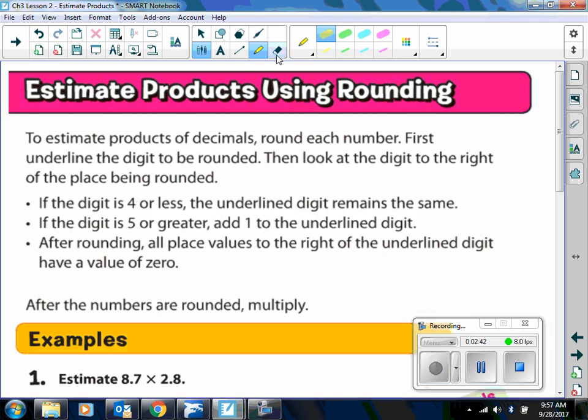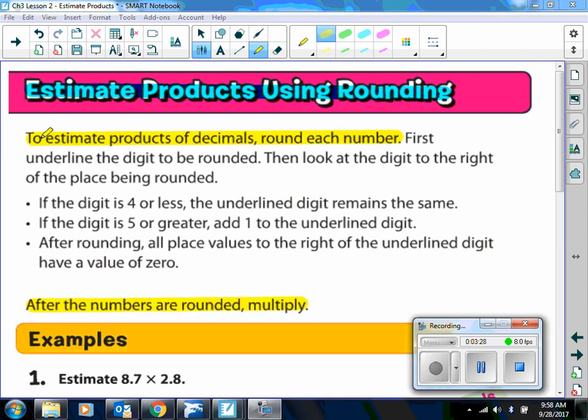Alright, so here we are estimating products using rounding. Okay, let's figure out what we're going to write down here. It says to estimate products of decimals, we want to round each number. First, we want to underline the digit to be rounded, then look at the digit to the right of the place being rounded. If the digit is 4 or less, the underlined digit remains the same. If the digit is 5 or greater, we're going to add 1 to the underlined digit. And after rounding, all of the place values to the right of the underlined digit have a 0 value, so you don't need to write them. You don't need your trailing zeros.